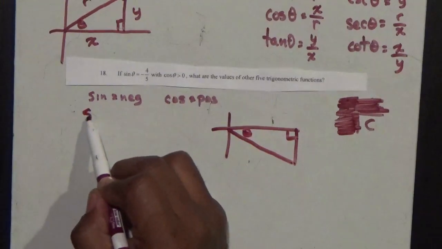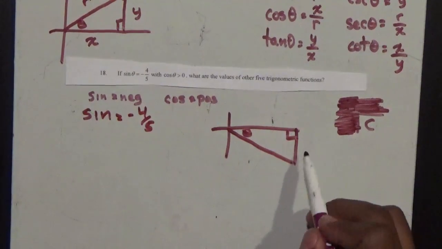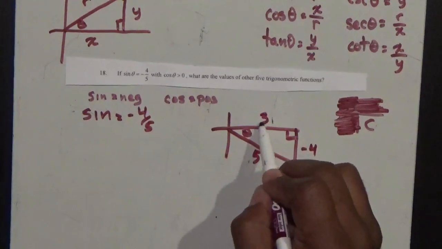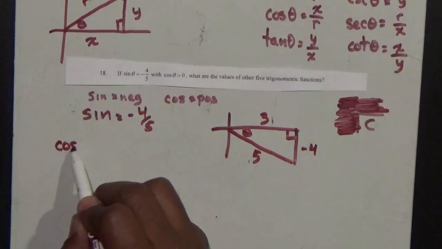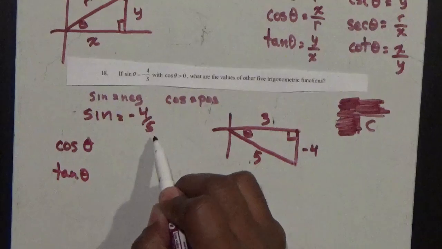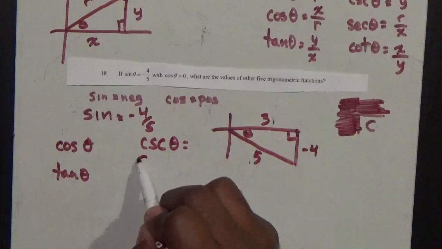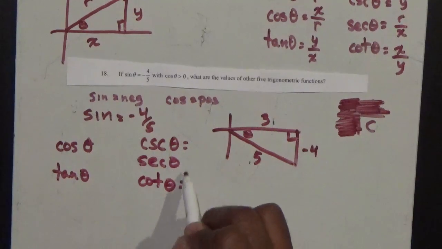Then they tell us that sine is equal to negative 4/5. So this is, and this is not drawn to scale obviously, negative 4/5. We have a 3, 4, 5 triangle, and then we go from there. What are the other values of the trig functions? We're looking for cosine theta, tangent theta, cosecant theta, secant theta, and cotangent theta. So let's give it to them.